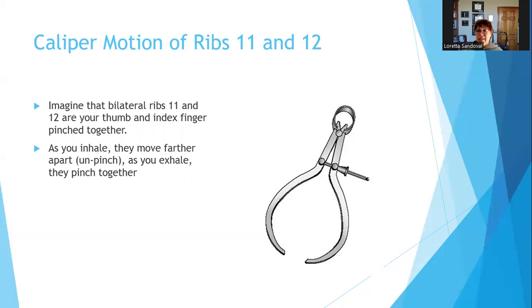The middle ribs that attach to the sternum do the bucket handle motion. And the upper ribs, 1, 2, 3, 4, basically do the pump handle motion, expanding the sternum anteriorly in the sagittal plane.